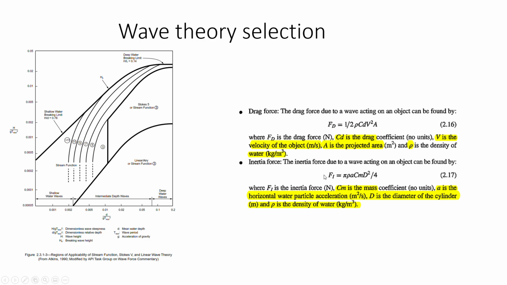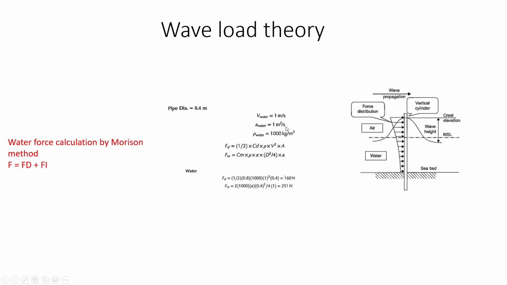What this wave theory tells is that the wave forces are calculated by the Morrison equation. One is drag and one is inertia. This is the reason FD is the drag and FI is the inertia. F equal to FD plus FI, these two we have to combine. We are already seeing the CD value, CM value, the velocity, the diameter, and this is the projected area. So this will give the wave force here.